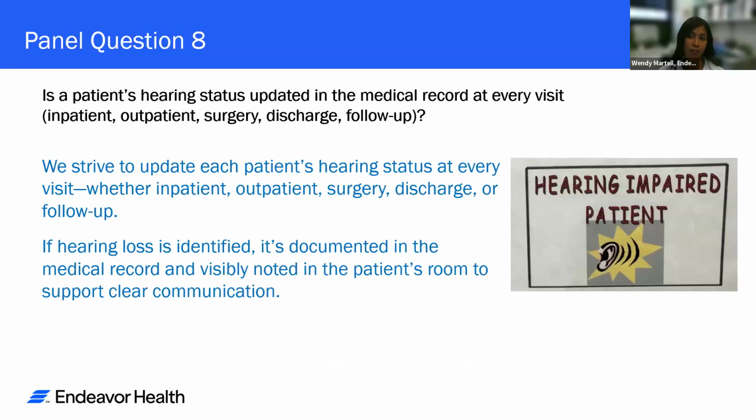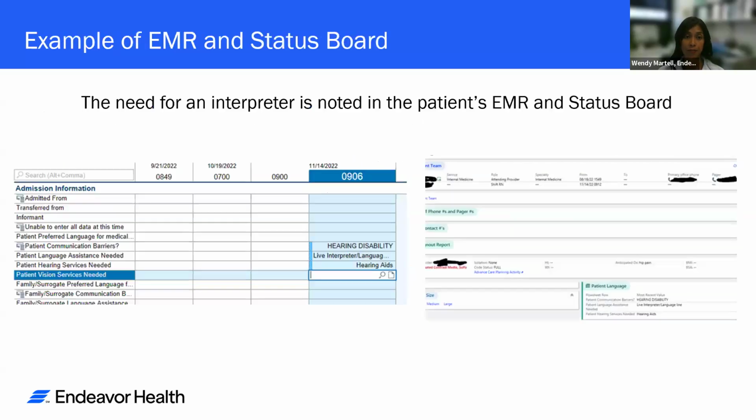And I wanted to show a visual here of what we do. If we know that our patients are hearing impaired, and with the permission of the patient, if they would like us to put a sign, we will put a sign so that everybody who encounters this patient will know to speak louder, to speak slowly, and so it's visible from staff to staff.